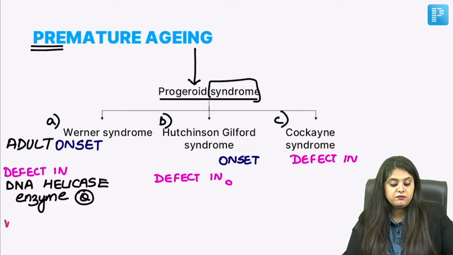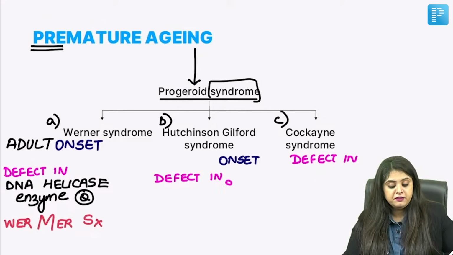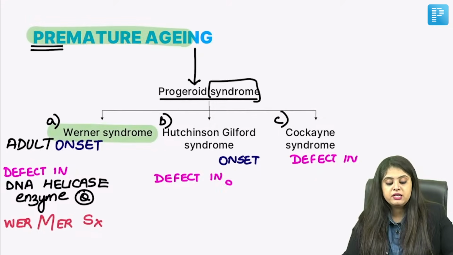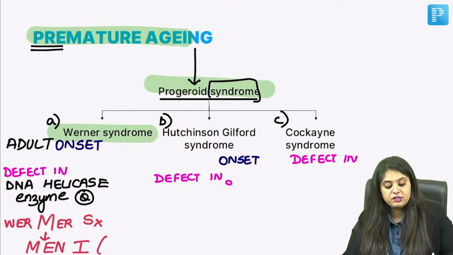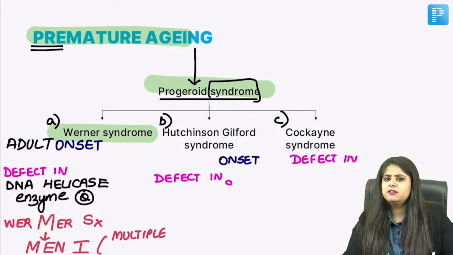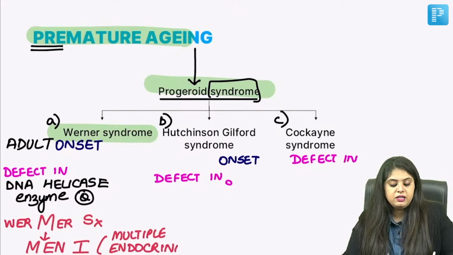Please do not confuse this with Werner syndrome in medicine. There is another syndrome, both are different. Werner syndrome is this progeria syndrome that I'm talking about. Wermer syndrome, which has M in it, is the other name of Men-1 syndrome. Do we know what is Men-1? Have we studied it anywhere in any other subject? Especially in physiology, last year you must have studied. It is known as multiple endocrine neoplasia 1.